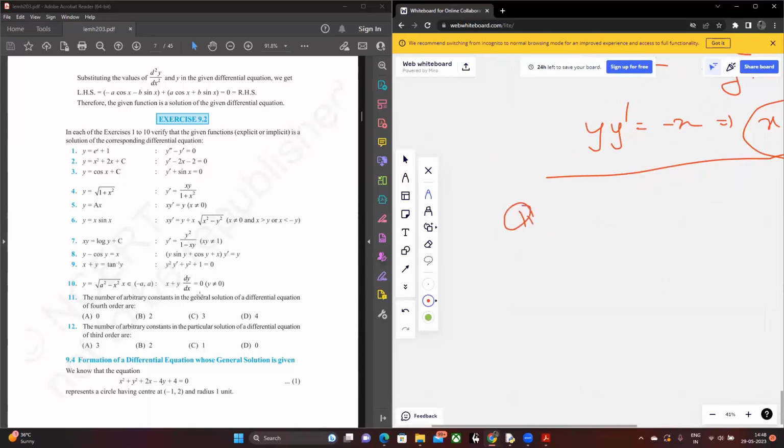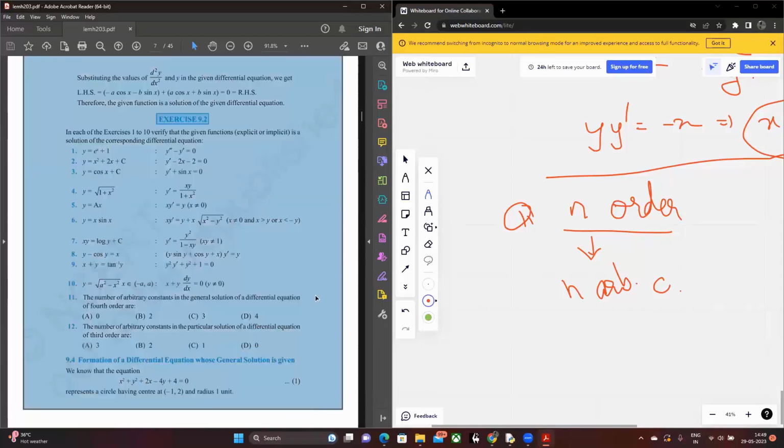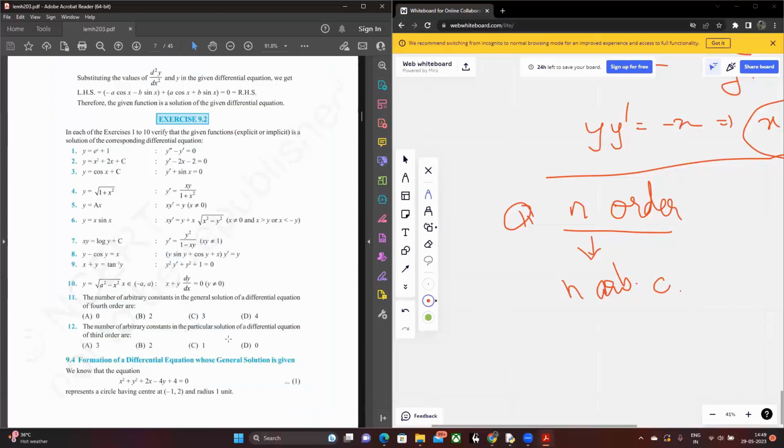Question number 11: the number of arbitrary constants in the general solution of a differential equation of fourth order. Generally, an nth order expression will have n arbitrary constants. Therefore, the solution is D, that's 4. And here, the number of arbitrary constants in the particular solution of a differential equation is always 0. You will not have arbitrary constants in a particular solution, never, because by definition, a particular solution has no arbitrary constants.